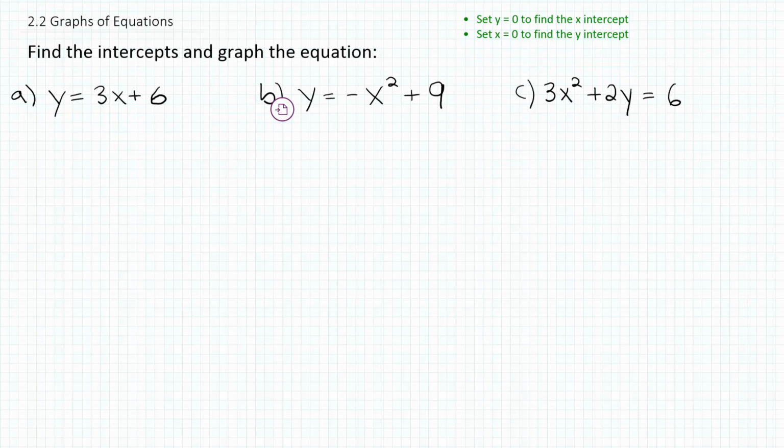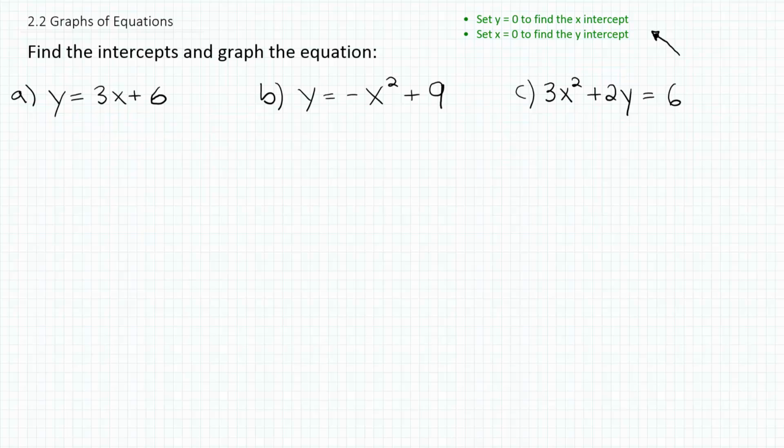All right, in this video, they're asking us to find the intercepts and to graph the equations. So if we look over here at this little set of steps in green, it just describes how to find intercepts. So basically you set the opposite variable equal to 0. So if you're looking for the x-intercept, you actually set y equal to 0.